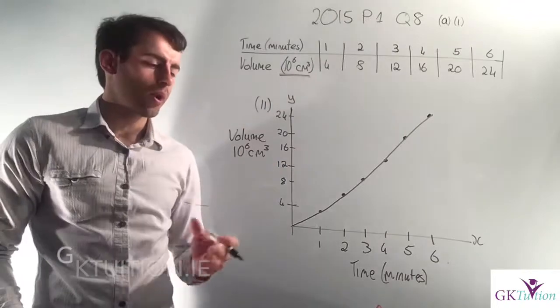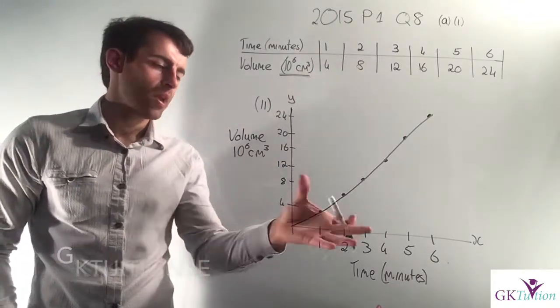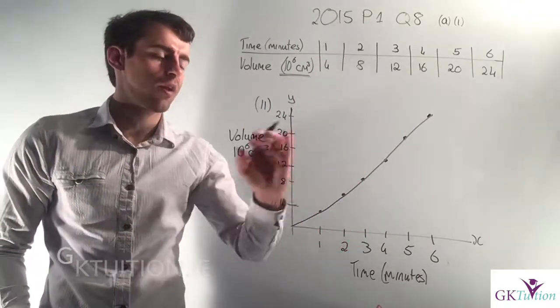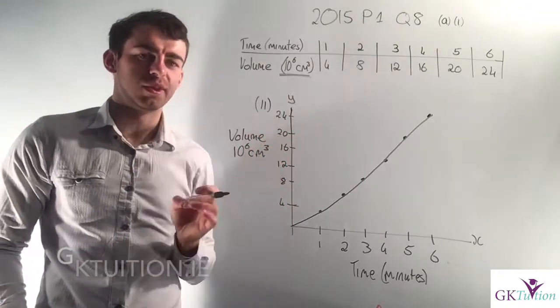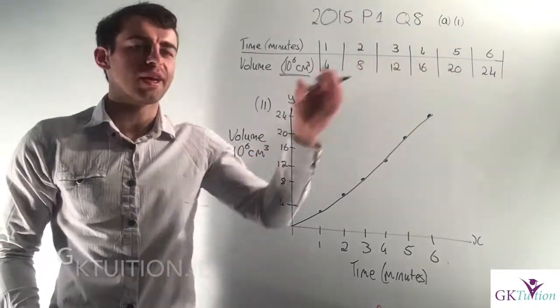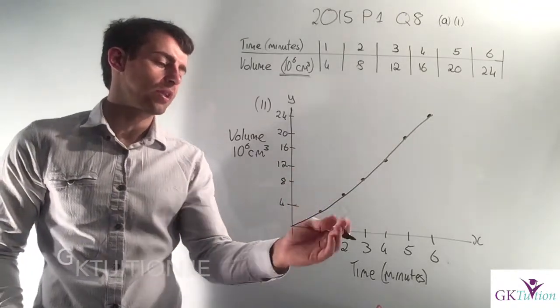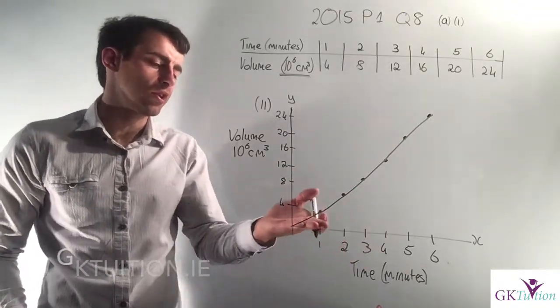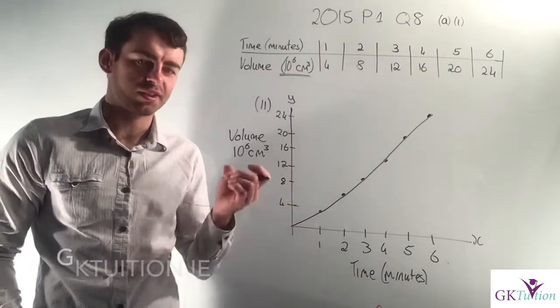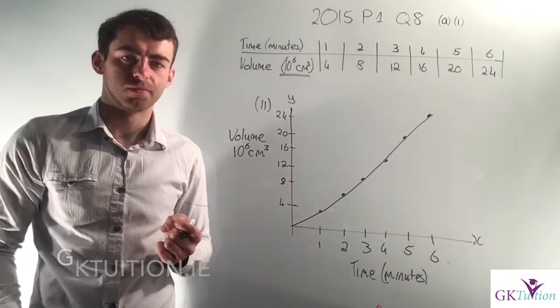And then for the second part of the question, we're asked to graph that. Now obviously mine is a bit rough because I don't have a grid, but yours, you want to do it as accurately as possible. And when you recognize that it's linear, you should use a ruler to join up your points. So basically after every minute, it increases by 4 by 10 to the power 6 centimeters cubed per minute.